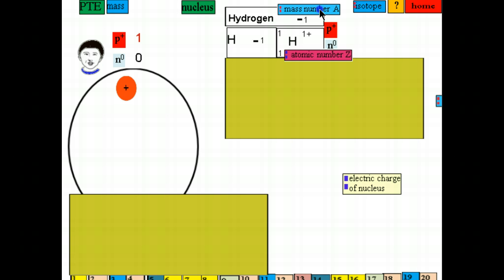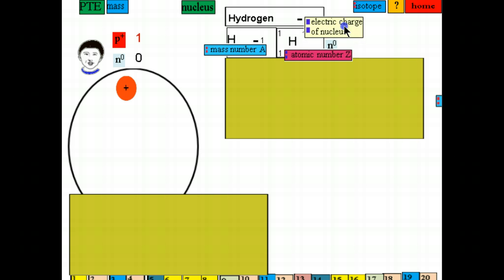You find it once here. This is the mass number. Or you can also write it this way. And the electric charge is 1 plus, because it has only 1 proton, and the proton has a charge of 1e.